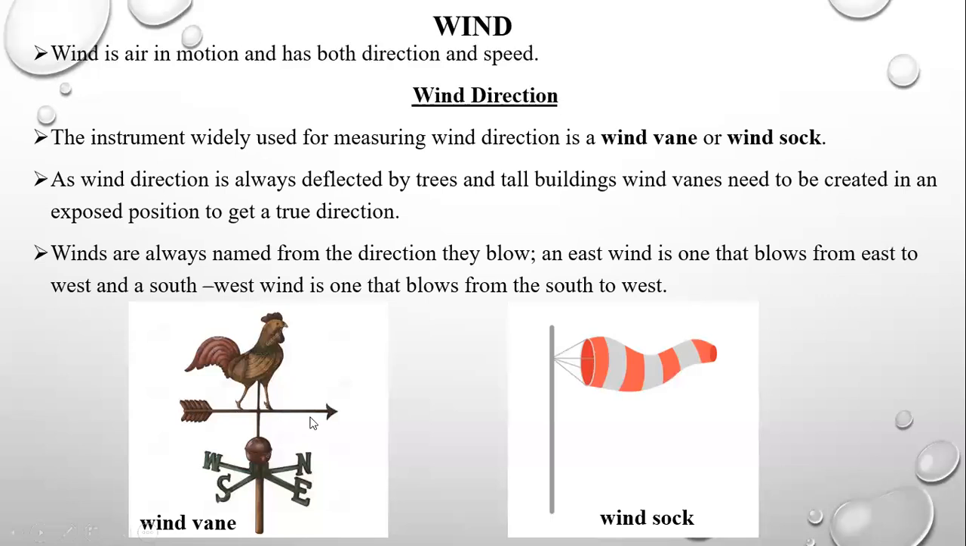So if the arrow is indicating this sign, it means the wind is blowing from the north. The same as this. The wind is coming from the north. So this is the northeastern side. So these two instruments, the wind vane and the windsock, are there to show us the wind direction. Now, what of wind speed?